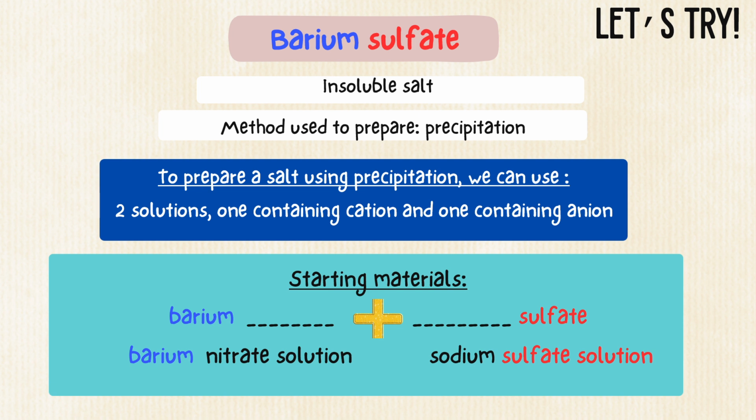You can of course also use barium chloride because all chlorides are soluble except lead-2 chloride and silver chloride. So barium chloride is actually a soluble salt. So I can also use barium chloride. I don't necessarily have to use barium nitrate solution. Similarly, sodium sulfate solution is not my only answer. I can also have potassium sulfate solution, ammonium sulfate solution, or lithium sulfate solution. So there are many different answers available.